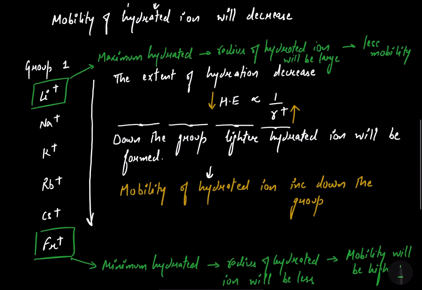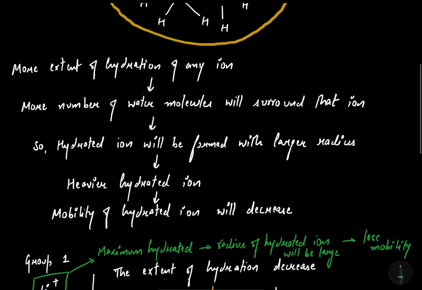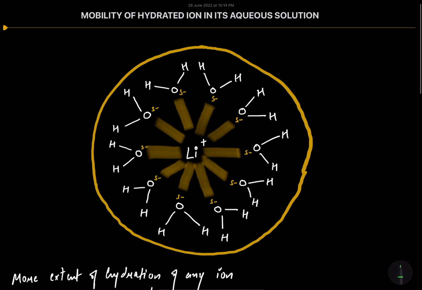So that's all for today. I hope you all got today's lecture. It says that the more the extent of hydration, the heavier the hydrated ion will be, and hence the less the mobility of the hydrated ion. So that's all for today. I hope you all understood today's lecture.